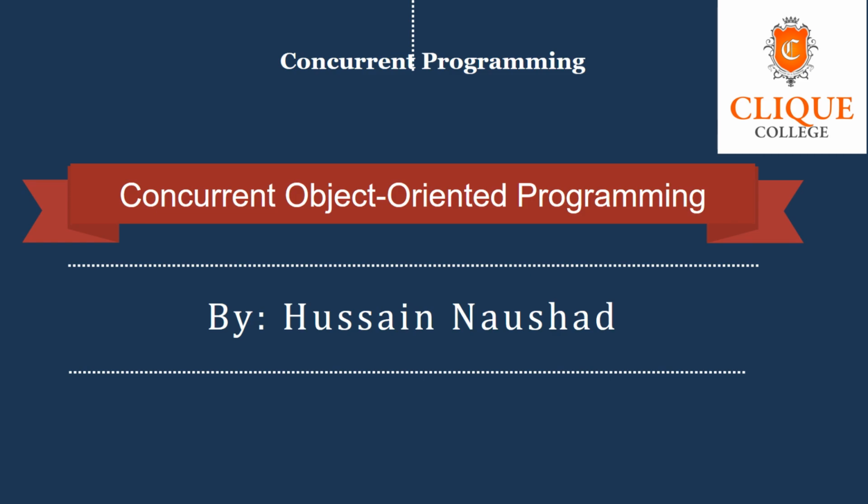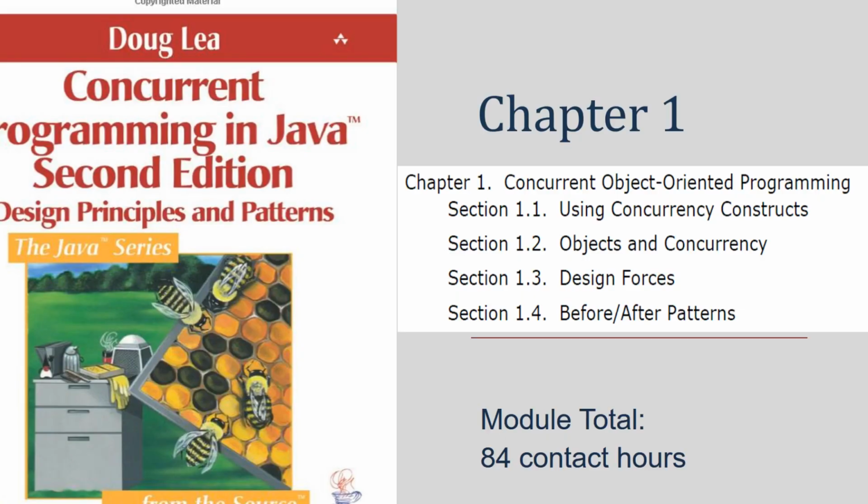So let's go ahead and discuss a little bit more about what this module is about and how we can learn more about it. The textbook that has been designed for this module is the one you see on the left here. It's a little bit old book, but the content is quite good. You can still study several things about concurrent programming, and the examples that have been taught will be done in Java programming.